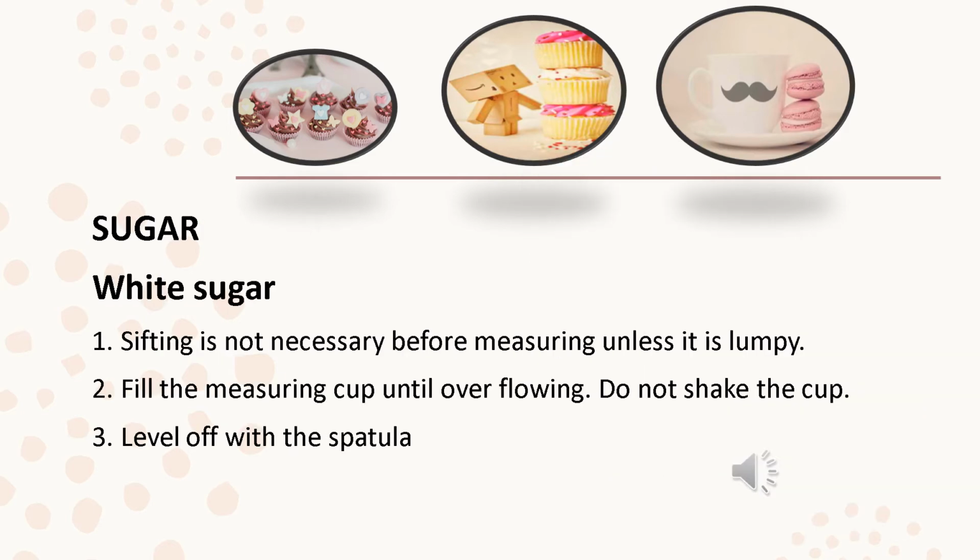The next ingredient is sugar. Sugar has two examples, the white sugar and then the brown sugar. White sugar, the steps are the following. Number 1, sifting is not necessary before measuring unless it is lumpy. Number 2, fill the measuring cup until overflowing. Do not shake the cup. Last step, level off with spatula.